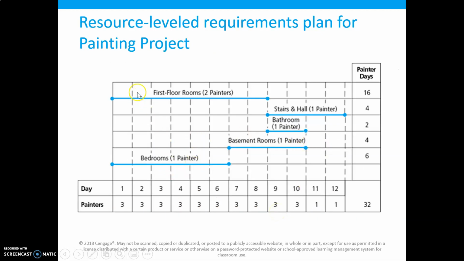So if we move it to do the bedrooms with the first floor rooms and the basement and then the bathroom, in this order, you can see that on most days we require 3 painters, except at the end when we're finishing up the stairs and hall. So now you have leveled your resources, and this is the most efficient way to do this, with the same number of painters during most of the project.